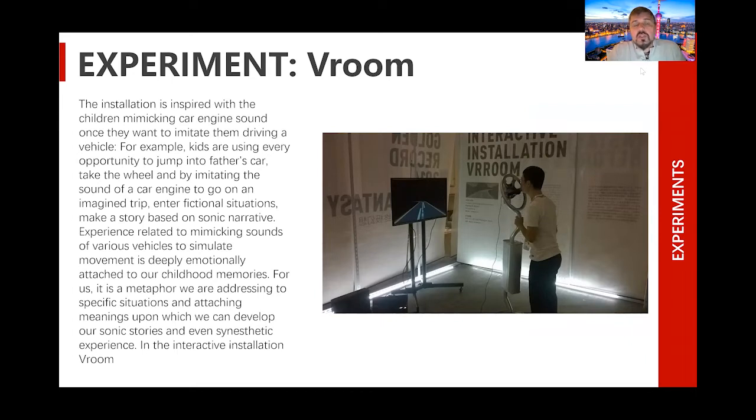The second experiment was an interactive installation room. This is a really interesting installation, because we used the sound of a car engine. Usually we produce it when we are kids and want to act out and perform the experience of driving a car. So to pretend that we are driving, beside the imaginary steering wheel, we also make the sound of the engine to improve that experience.